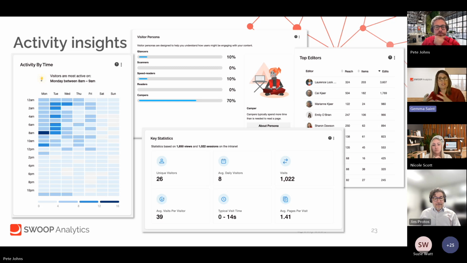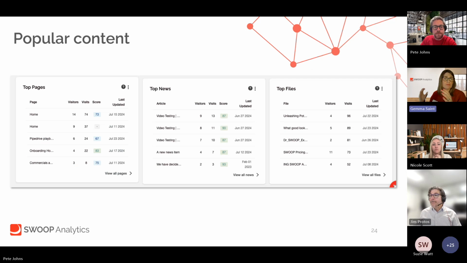So again, it's just having this wealth of information to really set everybody up to be creating great content on the intranet. We can also tell you your popular content. So we also understand if it's a SharePoint page, a news article, or a file. And we also tell you if there's been 0 hits.